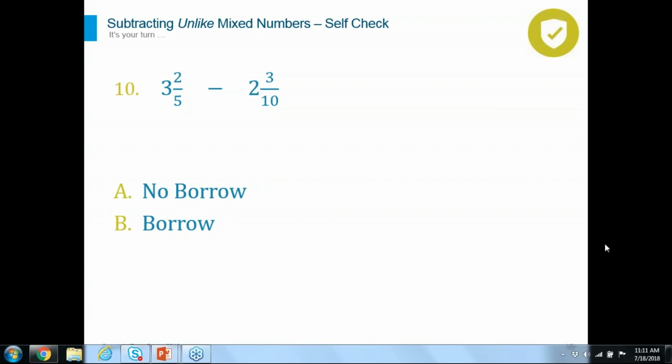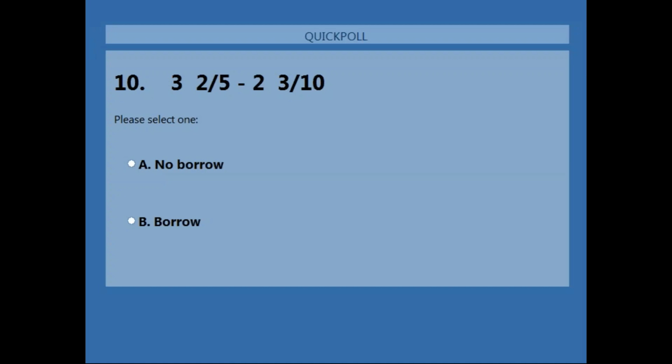Okay, here's the question. What do you think? Is it a borrow or no borrow? Remember that you have to change both fractions to equal fractions with the same denominator and then take a decision, borrow or no borrow. As I said, you can borrow all the time, by the way, but it will make your life harder. So if you can figure out when to borrow and when not to borrow, it will become easier. Okay?